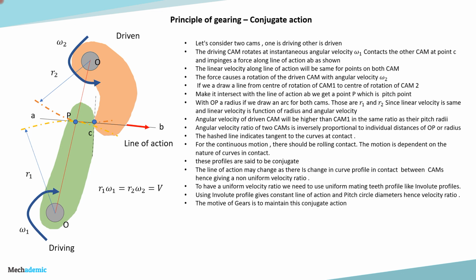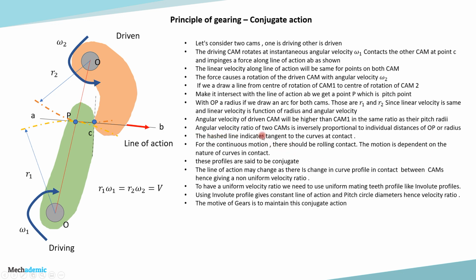So as the pitch radius R2 decreases, the angular velocity will increase. So R1 omega 1 and R2 omega 2 will remain constant, which is linear velocity v. If R2 reduces, omega 2 increases. If R2 increases, omega 2 reduces. So the angular velocity of the two cams is inversely proportional to the individual distances of OP or radius.